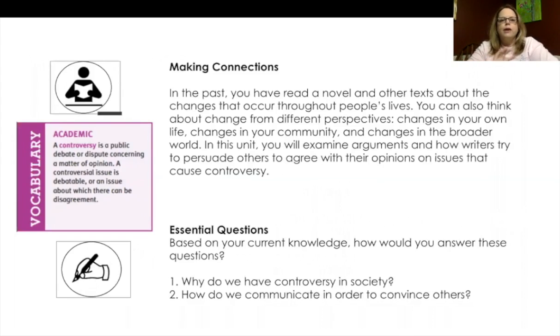You can also think about change from a different perspective. Maybe you've had a change in your own life, a change in your community, or a change in the broader world. In this unit, you're going to examine arguments and how writers try to persuade others to agree with their opinions on issues that cause controversy. And the first 2 questions were, what is controversy in society and why do we have it? And how do we communicate in order to convince others?